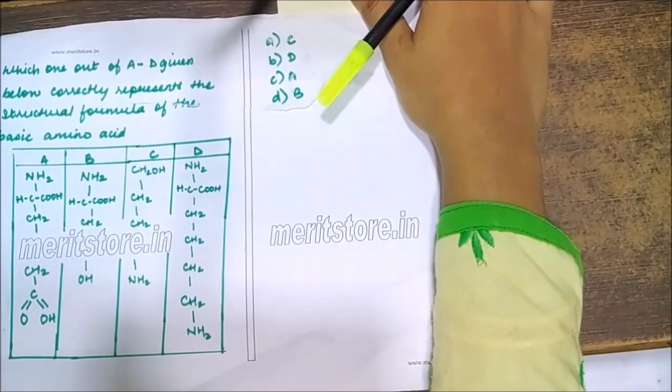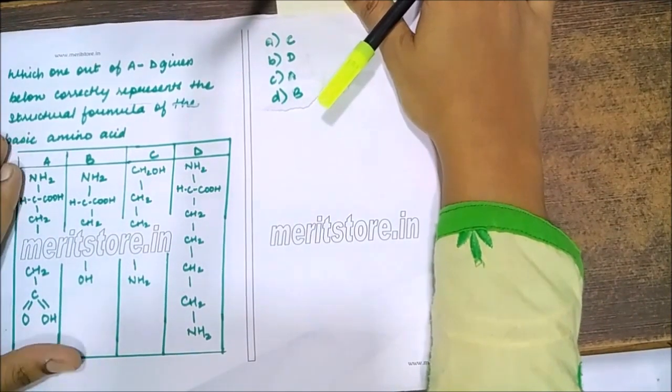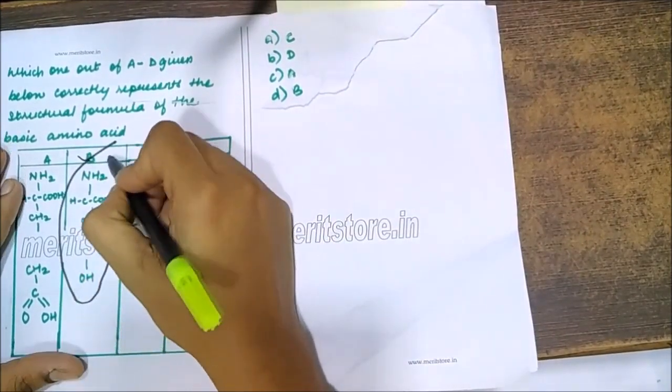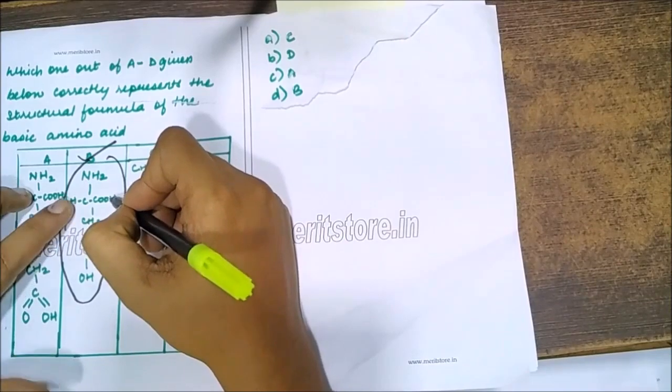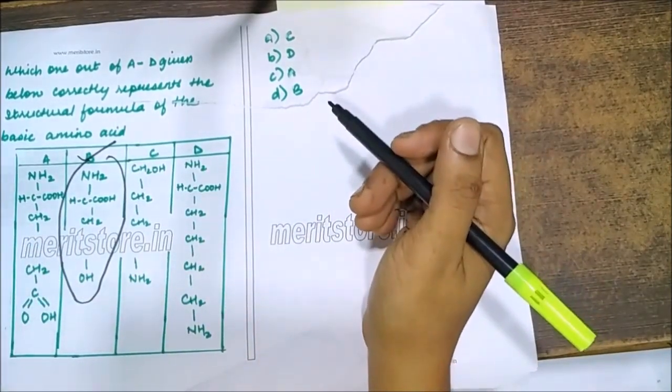Which one of A to D given below correctly represents the structural formula of basic amino acid? So the correct option, basic amino acid का structure is B: NH2, C, to which acid group is attached, then CH2, and then OH. This is the correct answer.